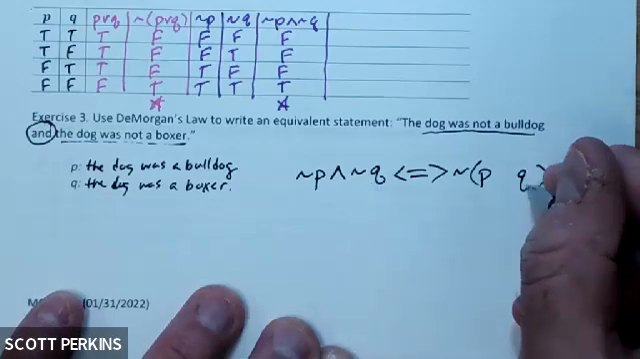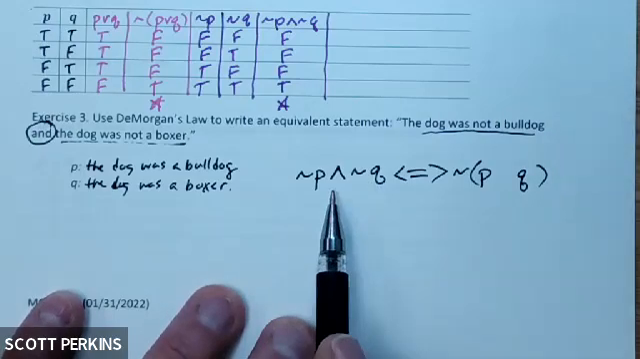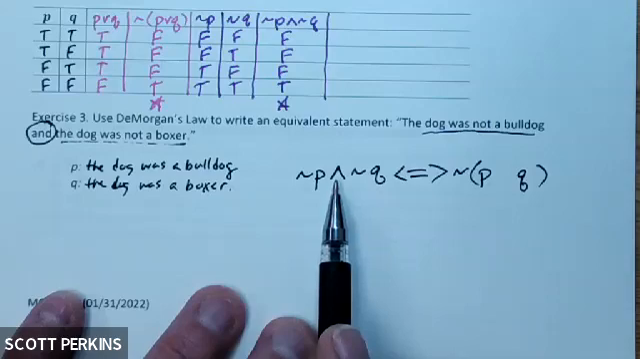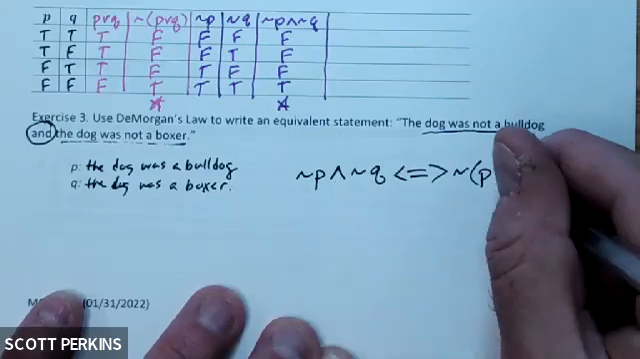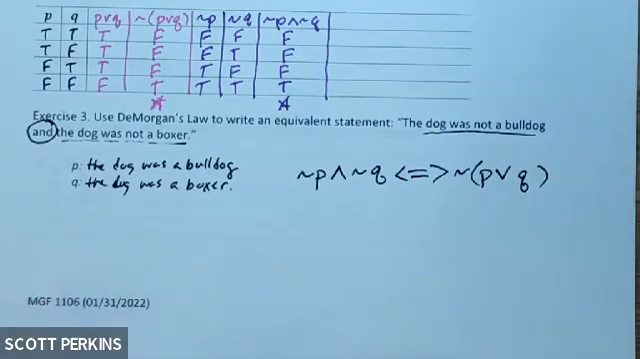And then DeMorgan's law, this is the key. What does DeMorgan's law say to do to this caret? Flip it. It becomes an "or" statement now. And now I'm ready to rewrite my statement in words.